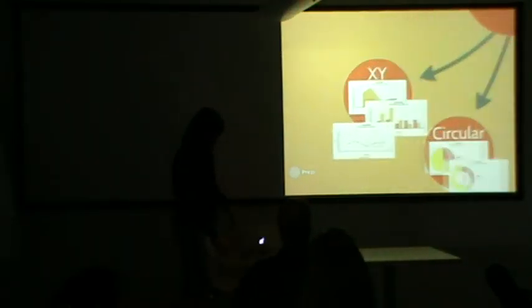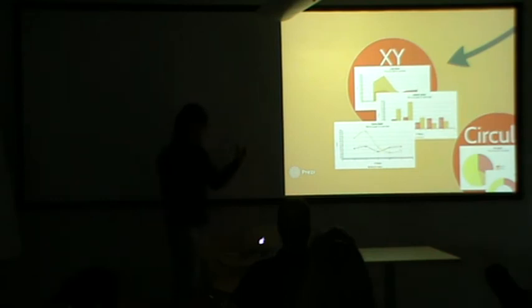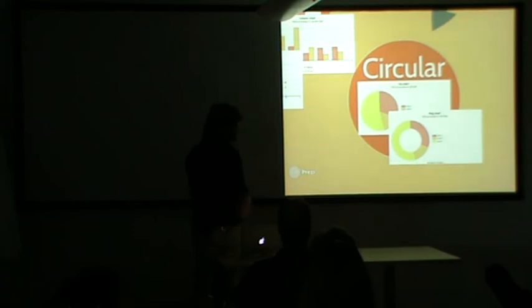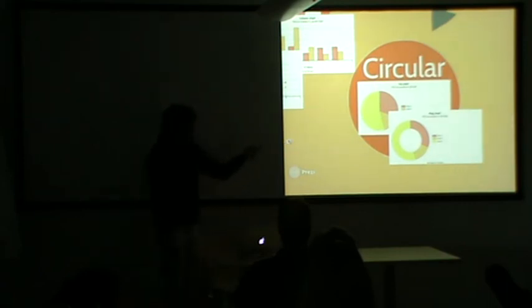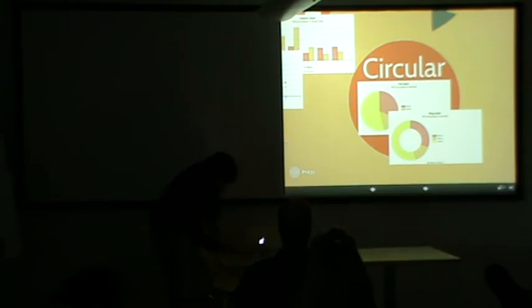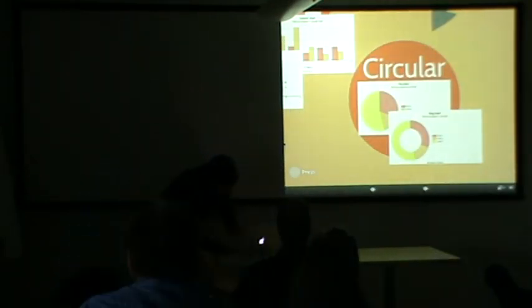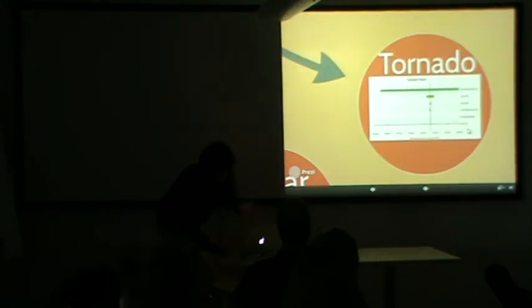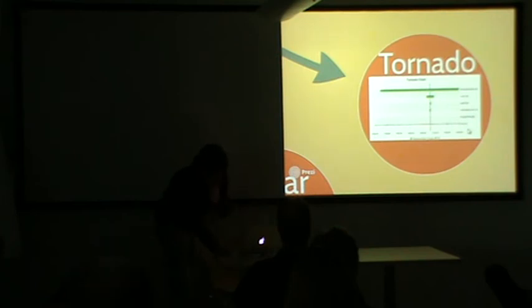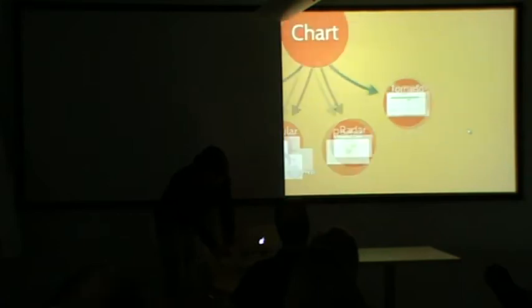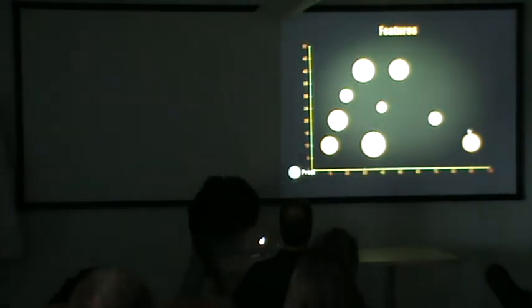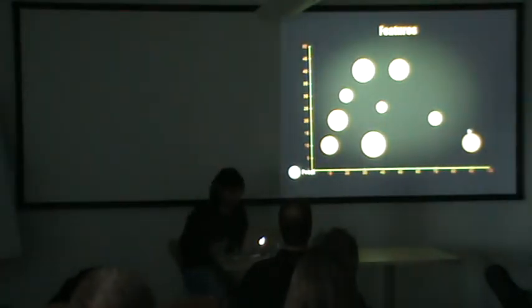And well, we have different types of charts, for instance, XY charts, circular charts, which include point charts and brick charts. Well, we use weather charts and some other charts, for instance, tornado charts, which are very useful for petroleum. Okay, let's go to the demo and we will see what we can do with this framework.